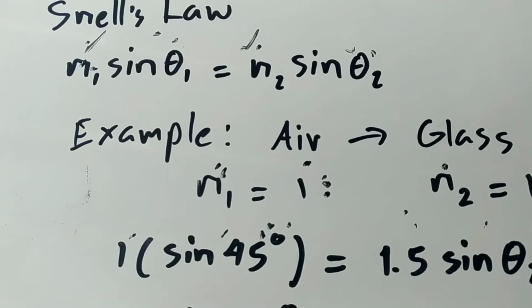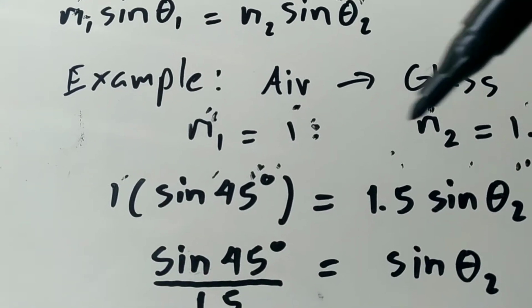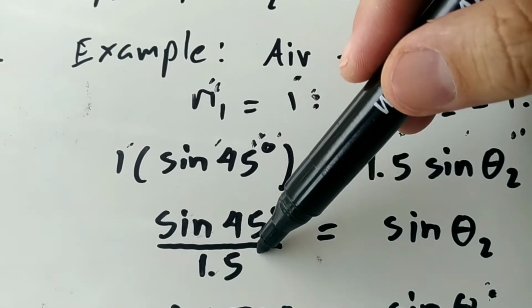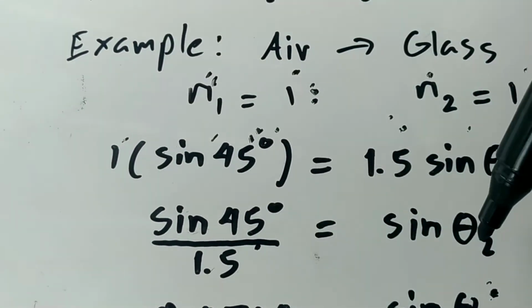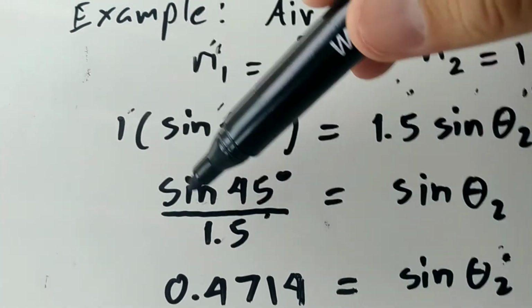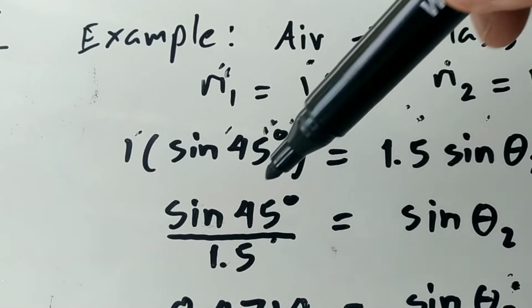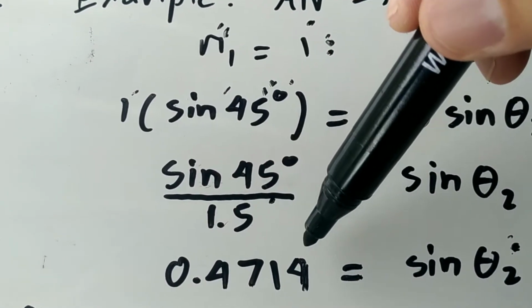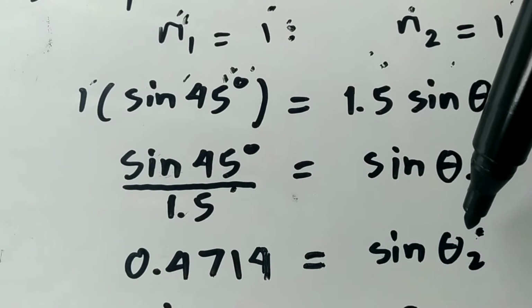Now this is a simple algebra problem. Sine of 45, bring the 1.5 to the other side, so divide by 1.5. So you have sine of theta 2 equals this. Put this in your calculator. Sine of 45 divided by 1.5, and you get 0.4714 equals sine theta 2.